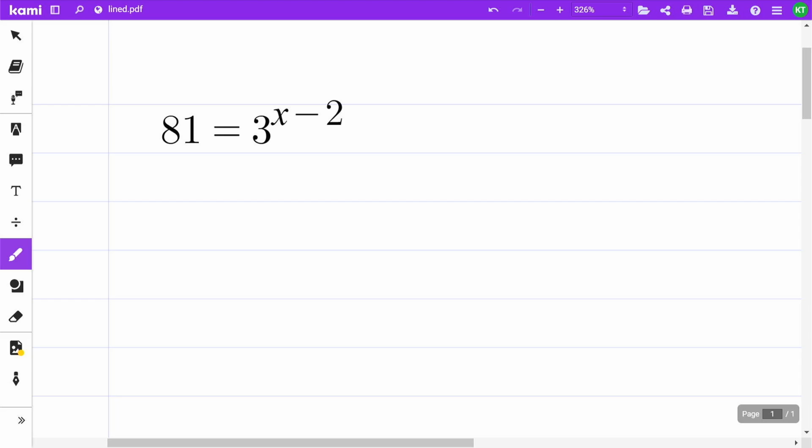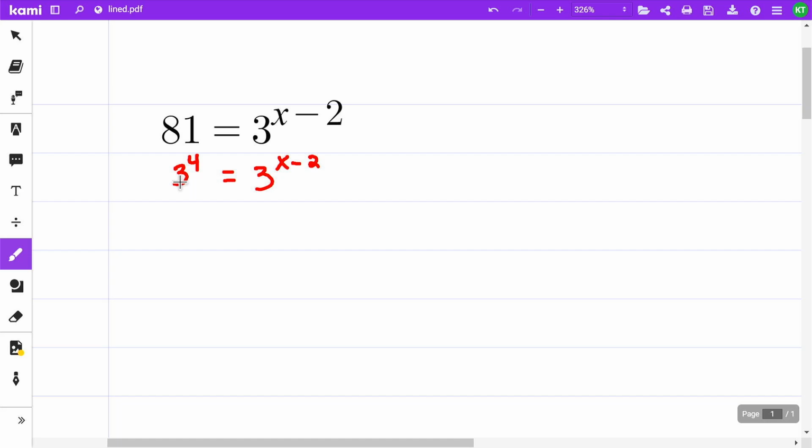So on questions like the following, you would want to get both of your terms to have the same base, because once exponents have the same base, you can set their exponents equal to each other. So for example, I have 81 equals 3 to the power of x minus 2. Luckily, I can rewrite 81 as 3 to the power of 4. So that will equal 3 to the power of x minus 2.